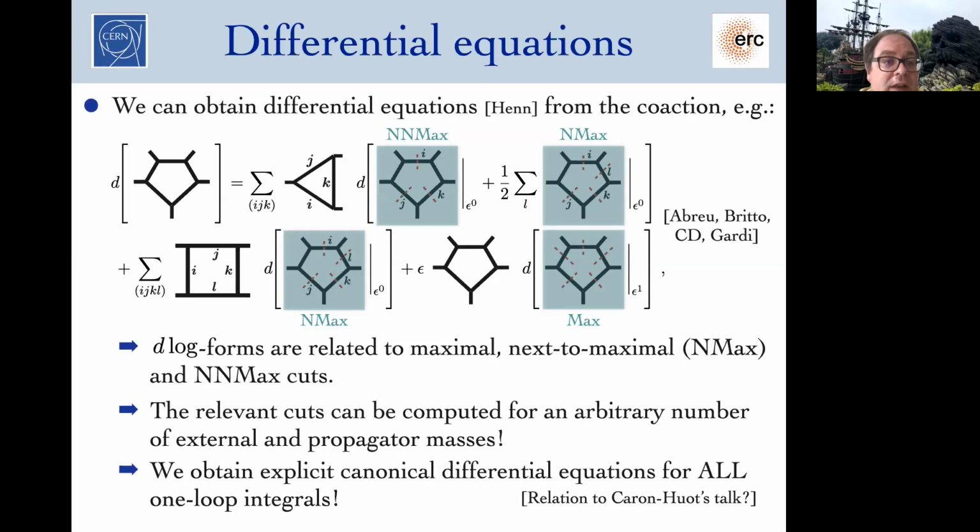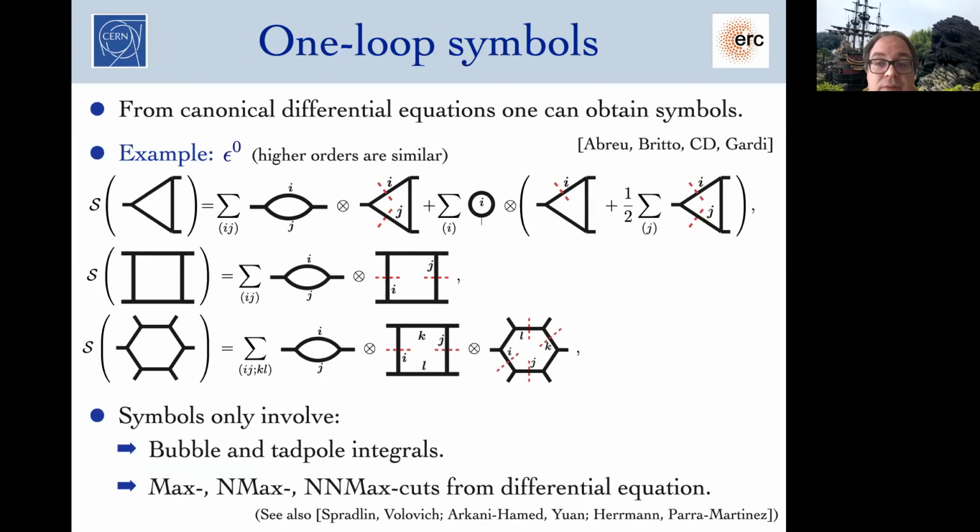Now, of course, as soon as you have differential equations in d log form, you can get symbols. So in particular, you can solve them and you can realize that, for example, the symbol of the triangle, to order epsilon 0, is made up as follows. All the pictures are now order epsilon 0, because this is the symbol of the expansion in epsilon. The symbol of the triangle would have bubbles in the first factor, and cuts of bubbles in the second factor. This is a weight two function, so the symbol just has two entries.